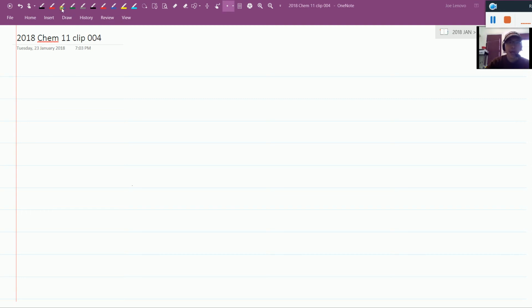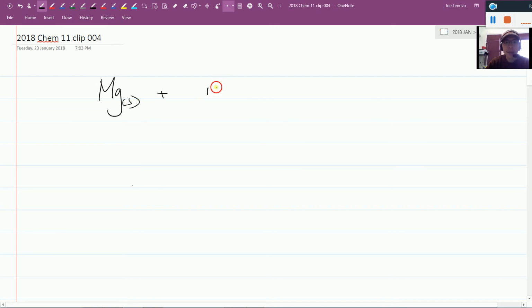In this prac, basically we know that we have magnesium metal, which is in solid form, reacting with oxygen gas, which is in gaseous form. We form some powder, which is magnesium oxide. When we balance the reaction, we know that two parts of magnesium are going to make two of MgO.